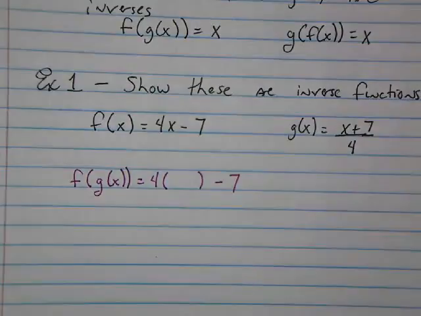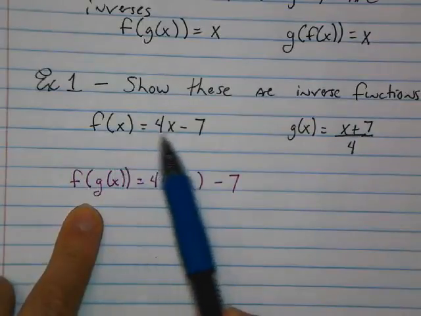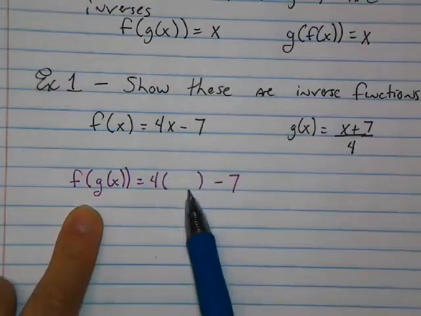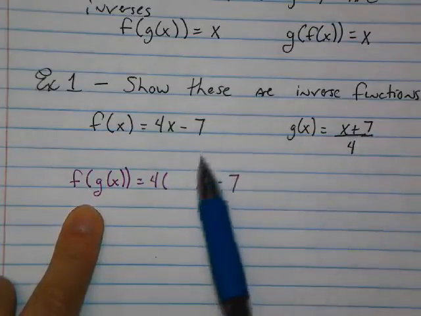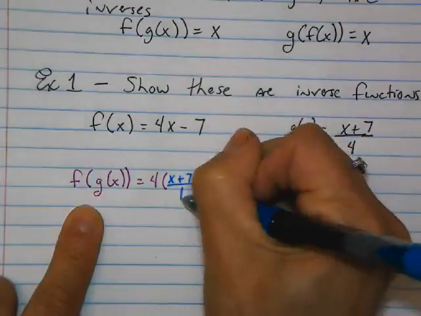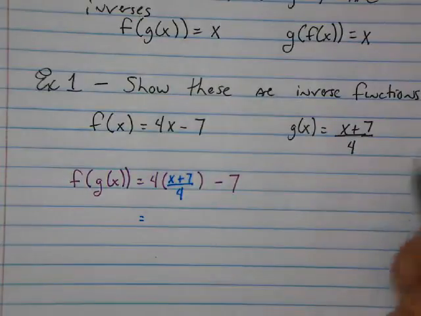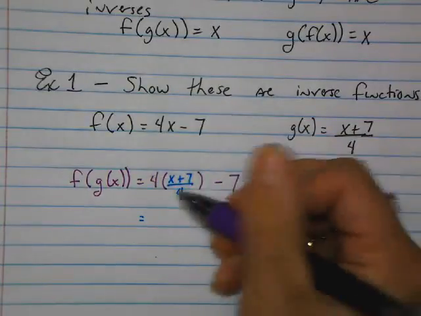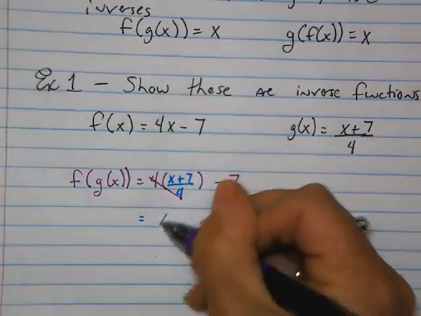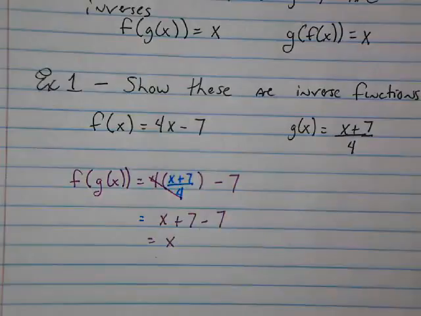So if you remember, you're going to take function g and put it into function f anywhere there's an x. So see, there's an x right here, so I go ahead and make my parentheses, and I'm going to bring this guy right in here. So I'm going to put it as x plus 7 over 4. And now I'm going to work to simplify and show you that hopefully this is going to be x. So if I multiply 4 by a fourth, they cancel out, and I get x plus 7 minus 7, which is x. Alright, so that works.